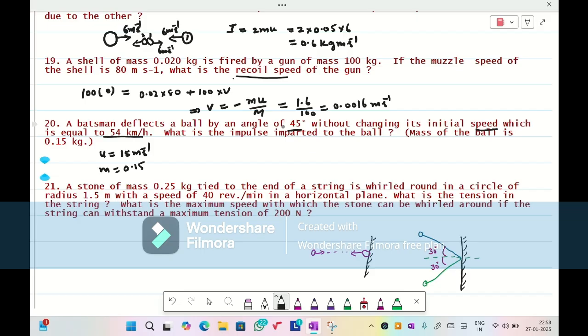So now here, an angle of 45 without changing its initial speed. That means the total angle: the ball is coming like this and deflected like this, so this total angle is given as 45. Therefore in these cases the impulse, which means the change in momentum, is equal to 2mu cos theta. This is the bat here, so it looks like this. Here theta is with the normal, that equals 2mu cos theta.